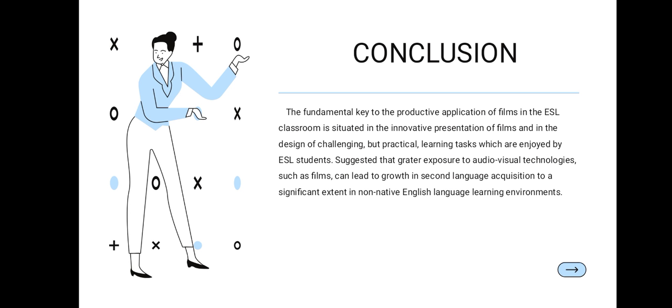And last, conclusion. The conclusion from the journal is that the fundamental key to the productive application of films in the ESL classroom is situated in the innovative presentation of films and in the design of challenging but practical learning tasks which are enjoyed by ESL students. It suggested that greater exposure to audiovisual technologies such as films can lead to growth in second language acquisition to a significant extent in non-native English language learning environments.